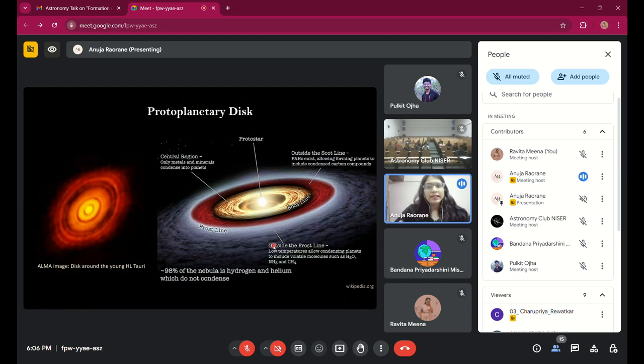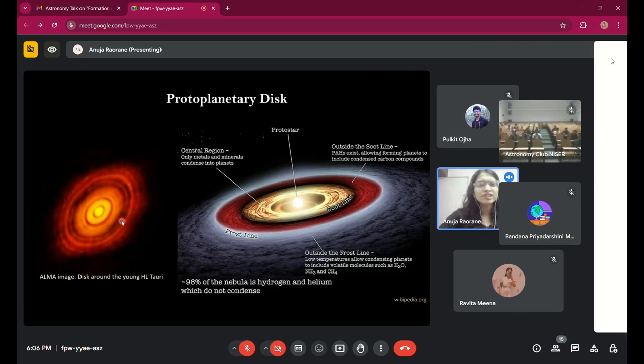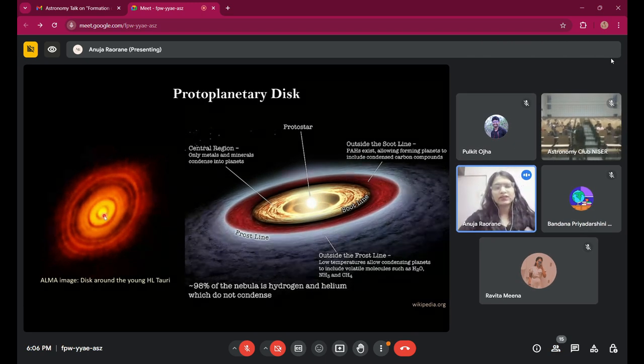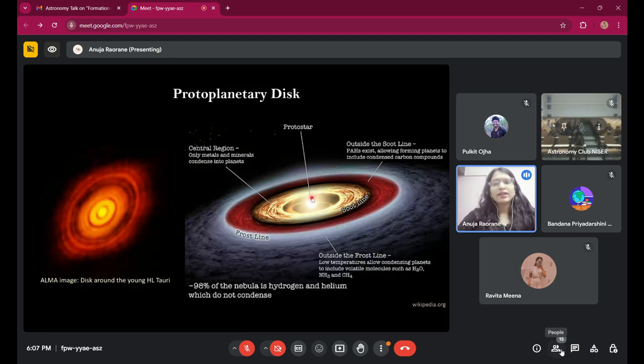So what is this protoplanetary disk that I'm talking about? On the left side of the slide, you can see a real radio image of a young Centauri disk. At the center, you can see the sun, and you can see different ring structures. And on the right, it's a cartoon of how we imagine a protoplanetary disk to be. There's the sun or the protostar in between, and there are different regions. There's a carbon soot line, which is the line after which carbon starts condensing. There's a frost line, also called the snow line, after which water starts condensing.